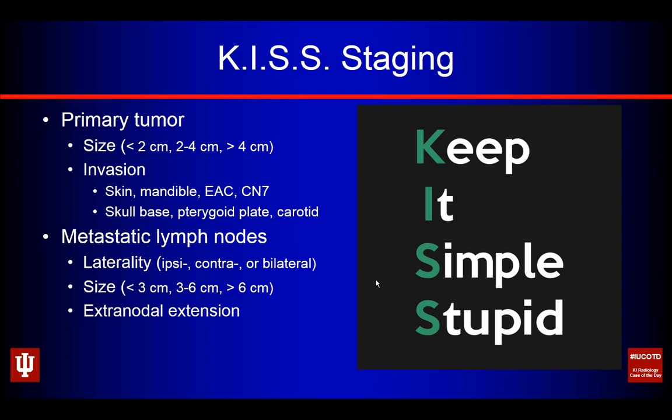And then, do you have findings that look like extranodal extension that need to be confirmed histologically? And then lastly, are there distant metastases? So if you can report these things in your report, that's really what you need for the staging purposes.